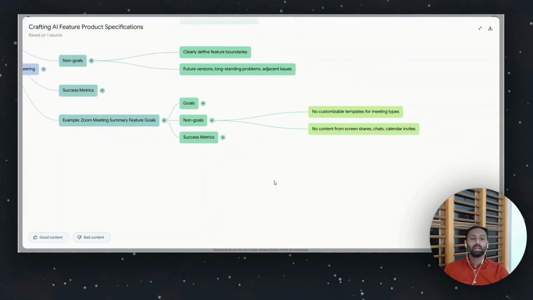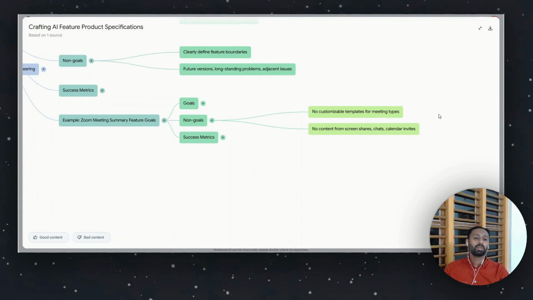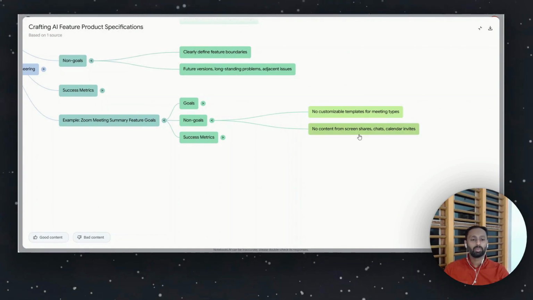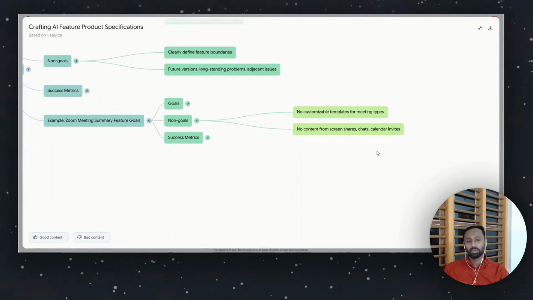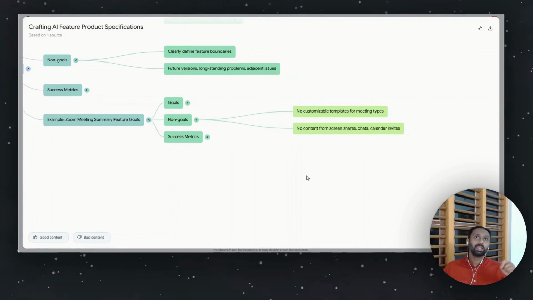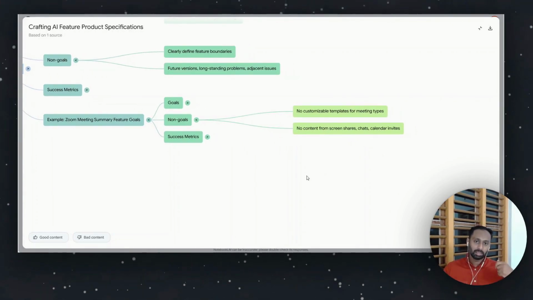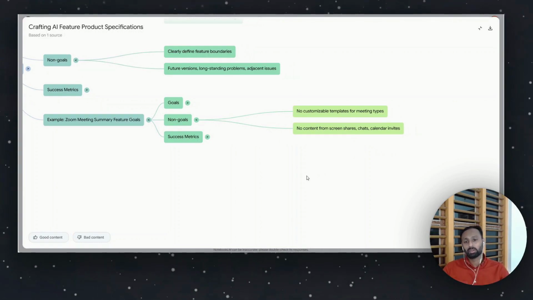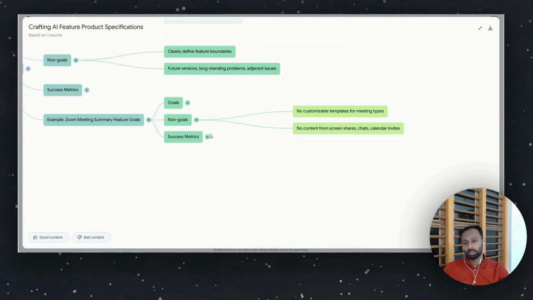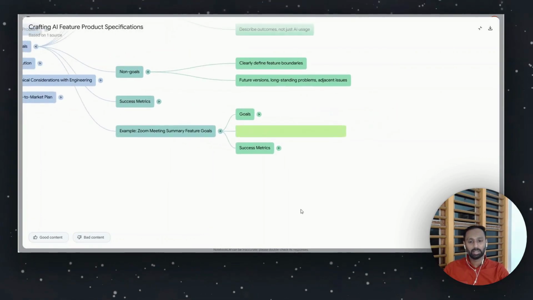Non-goals are basically no customized templates for meeting types, no content from shared screen, chats and calendar invites. So it clearly defines that it's the discussion topics that are summarized and sent across. So that clarity is given and that is the goal set.